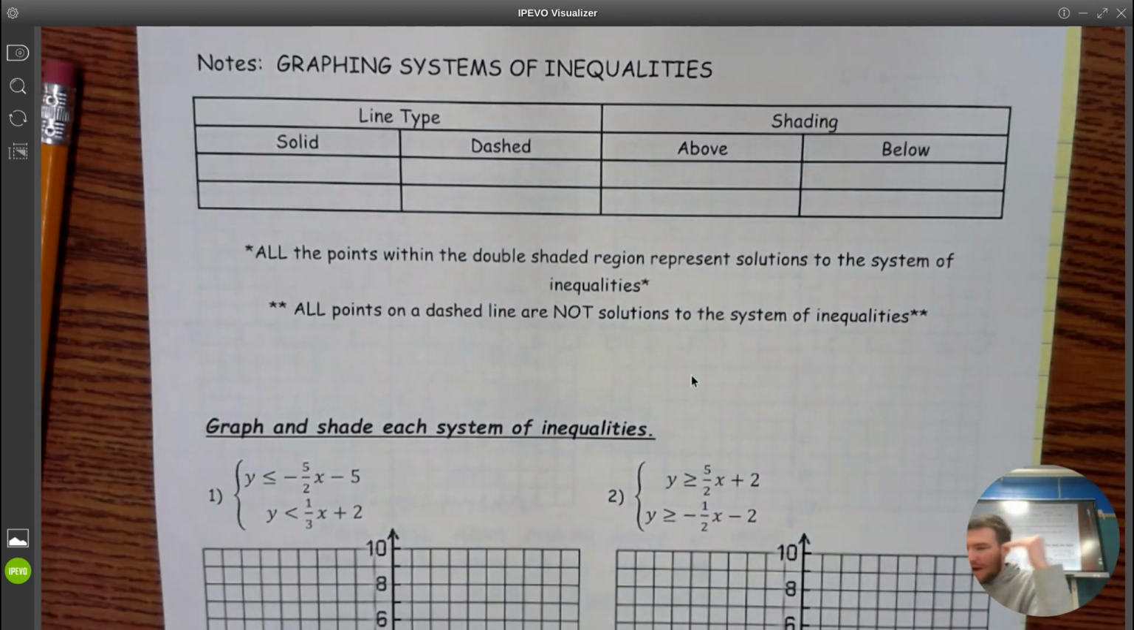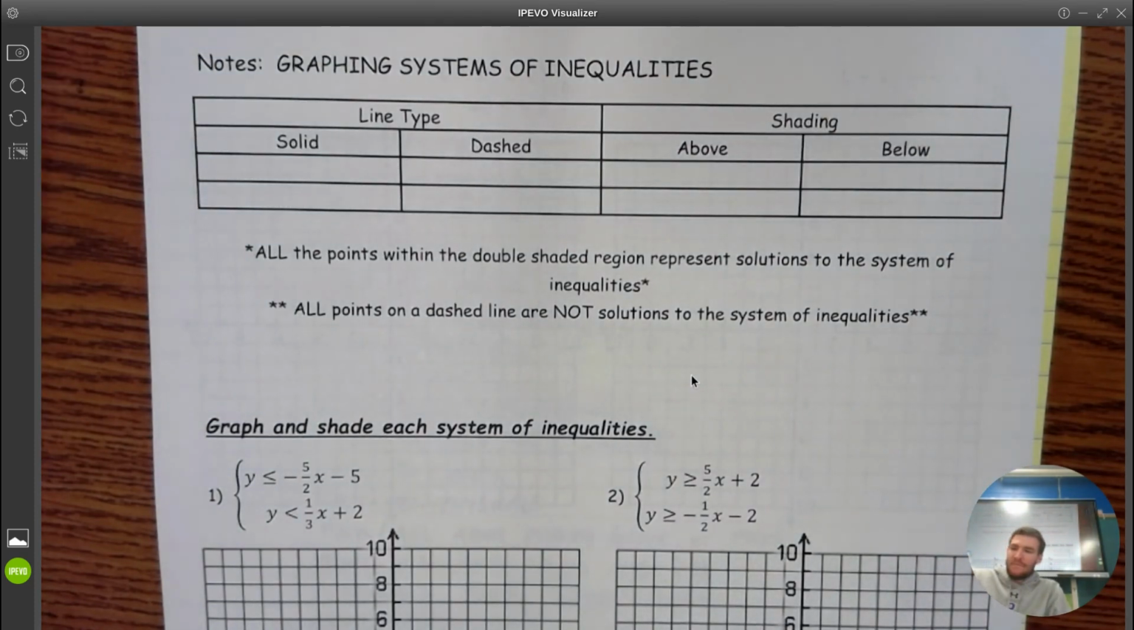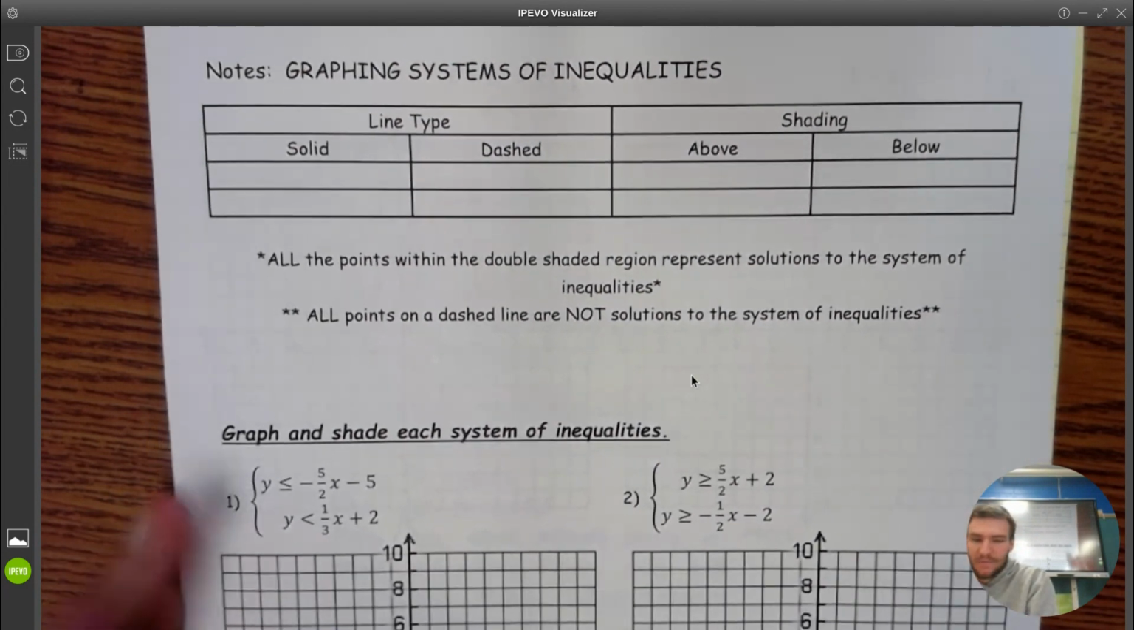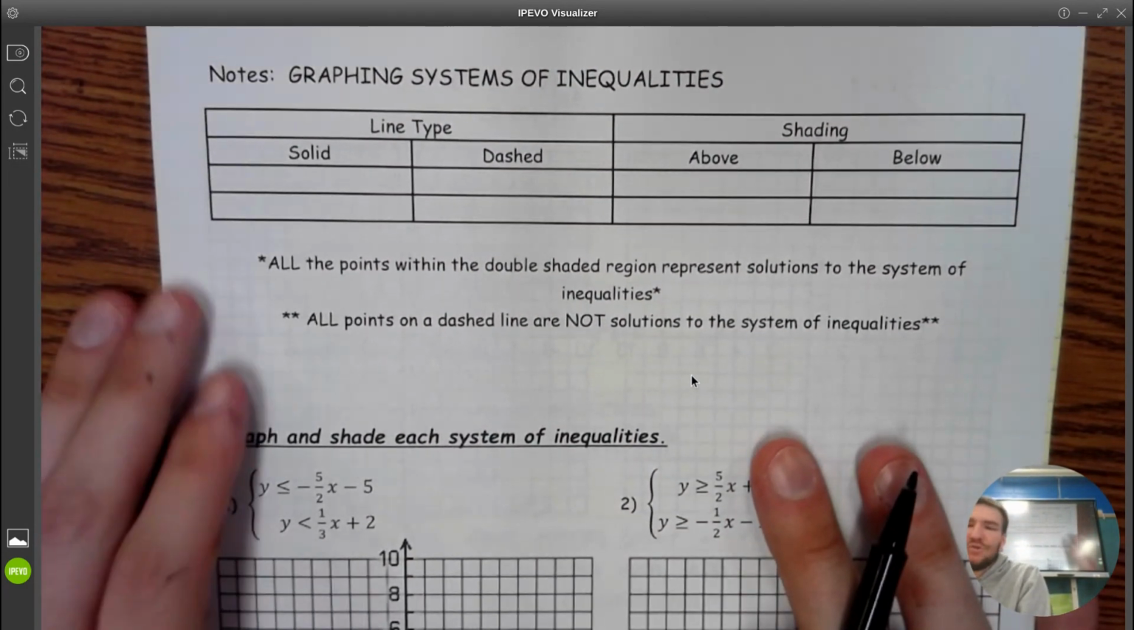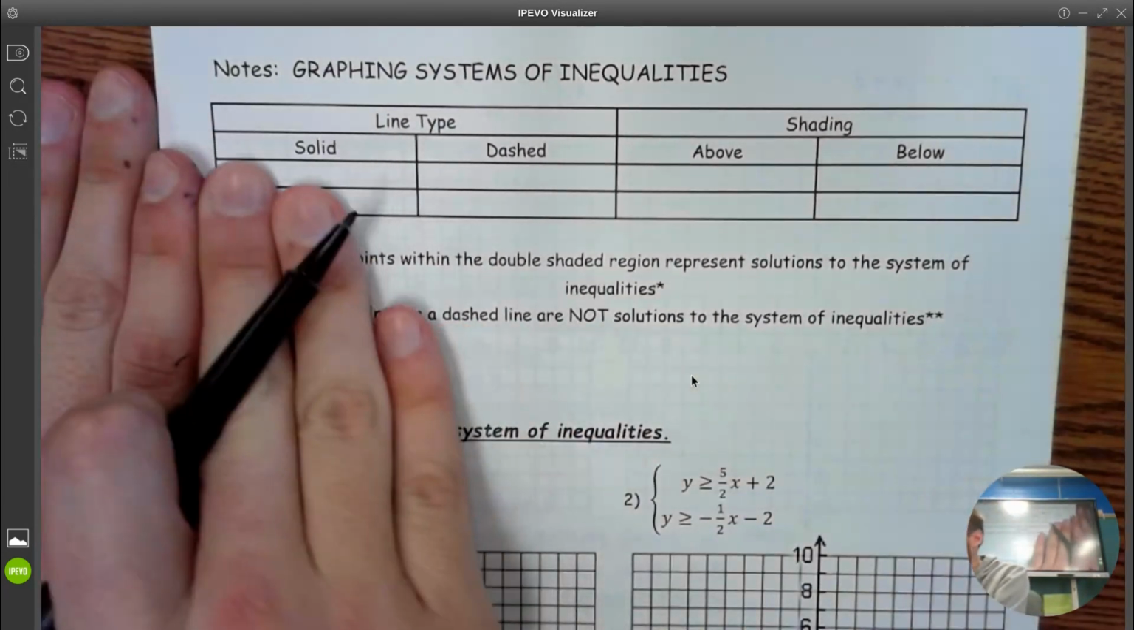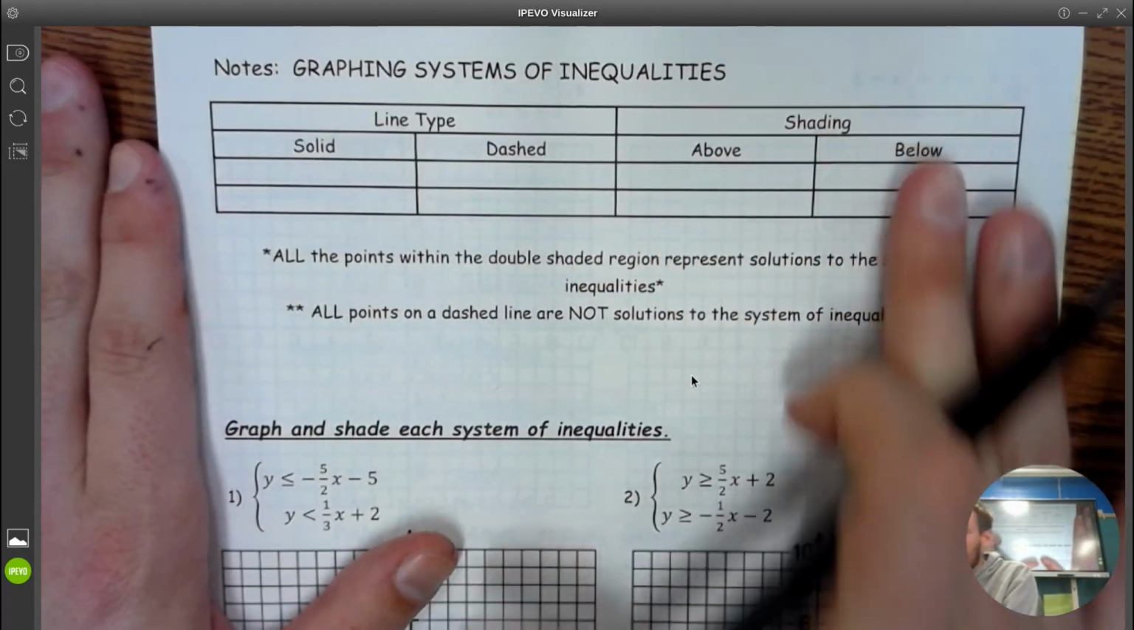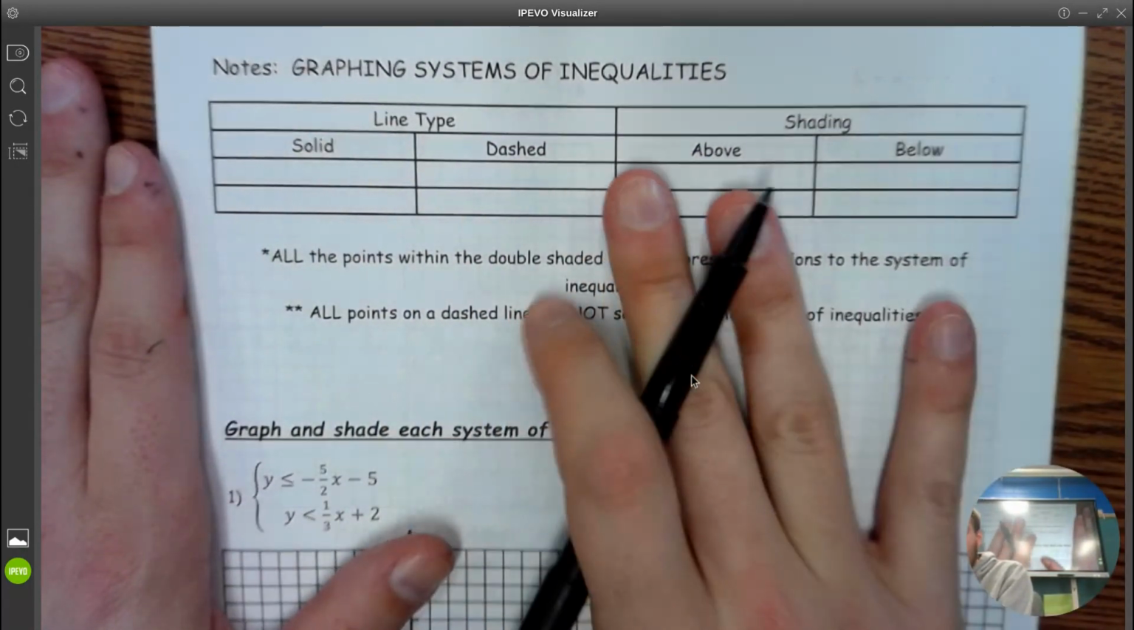Welcome back, everybody. Graphing systems of inequalities, finishing up this whole graphing everything for Algebra 1. If you can do this, you can do anything. I believe in you. At the top, we got the line type, the shading types. We've been doing this over and over again.